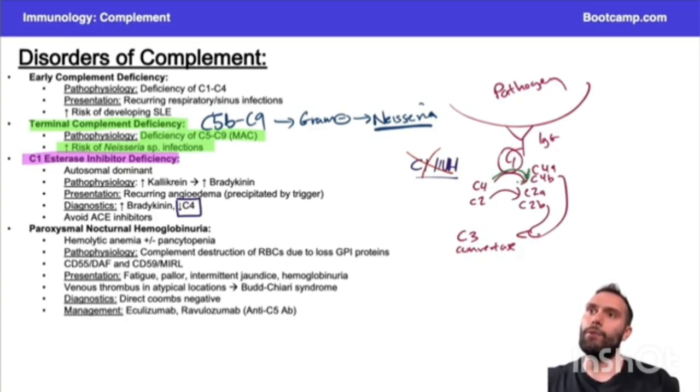Because it's not going to get regulated at all. So you're going to have more and more of this C4 and C2 getting converted to their subcomponents, C4A, C4B, right? So what's going to happen to your C4 levels in the blood? They're going to go down, right? Same thing with the C2 levels. So you might have very low C4 levels, and that's typically one of the tests that come up when they're asking questions about C1 esterase inhibitor deficiency in general.